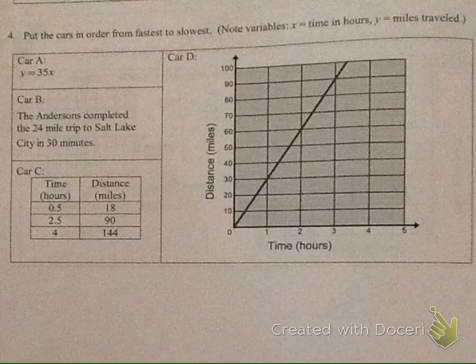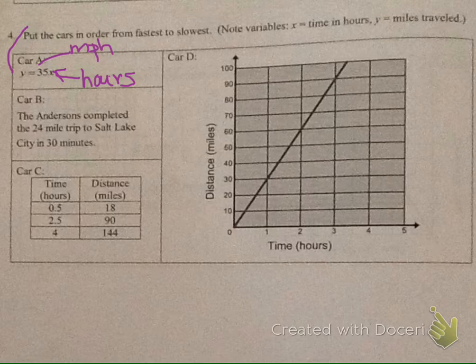Okay, 4, put the cars in order from fastest to slowest. So we're working with time in hours and miles traveled. Car A already gives us the equation, and what I want you to do is label it. So my x is hours. That's how many hours they've driven. My 35 is miles per hour. They drive 35 miles per hour. And the y is total miles.